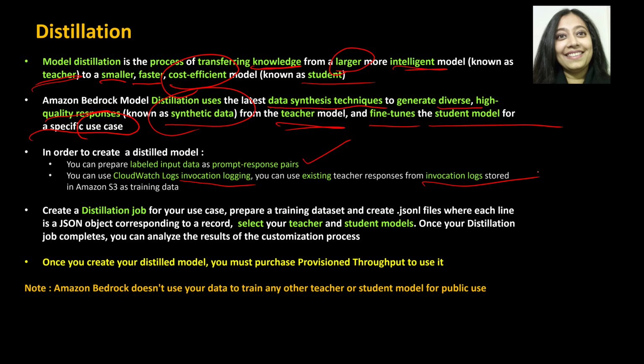Now, if you have them in S3, that is great. If not, you can always turn on invocation logging, generate your invocation logs, and get your logs into Amazon S3. If you have them elsewhere, please bring them to Amazon S3. Because you can use these invocation logs as training data for your student model. So you have two options. First is to generate labeled input data, which is a standard option. If you do not want to do that, or you don't want to buy or create labeled input data, then you can use the invocation logs.